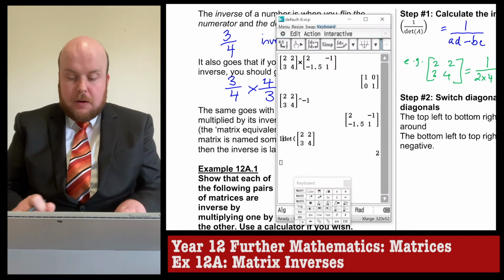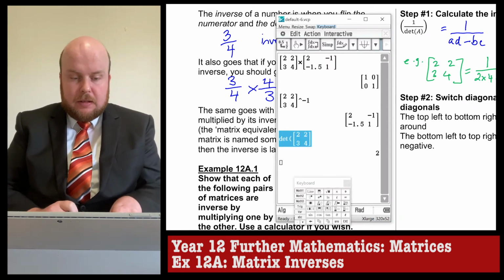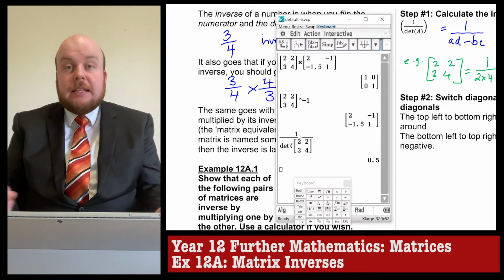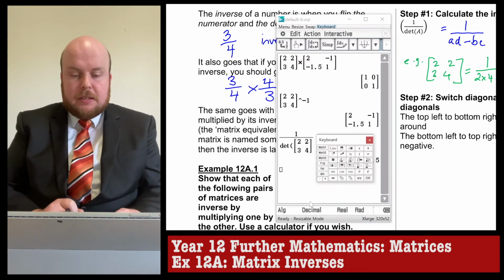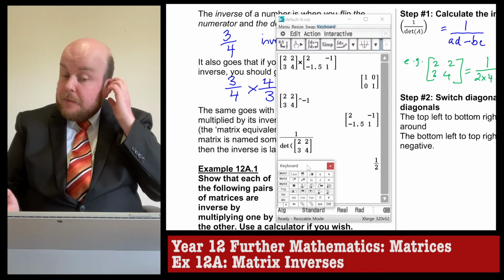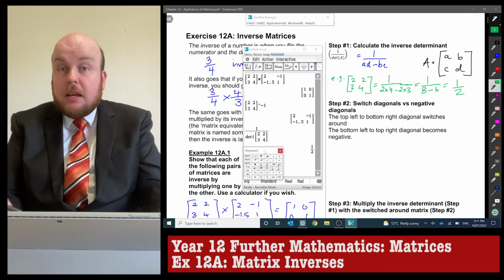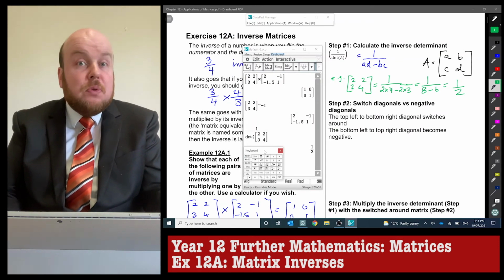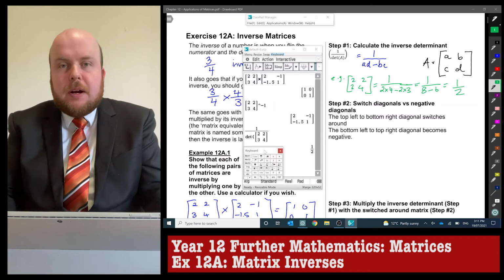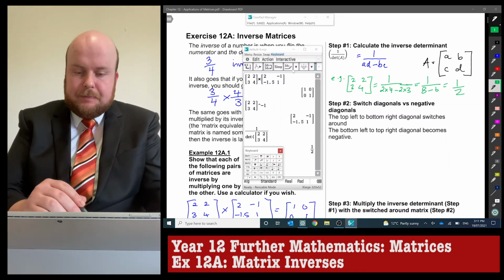So if I was to do 1 over, we can put this into a little fraction, 1 over that determinant, and it's equal to 0.5, which is the same as saying 1/2. So there we go, there's our determinant. You can either work it out by hand, you may be required at some point to use that formula, or otherwise, of course, you can use the CAS.